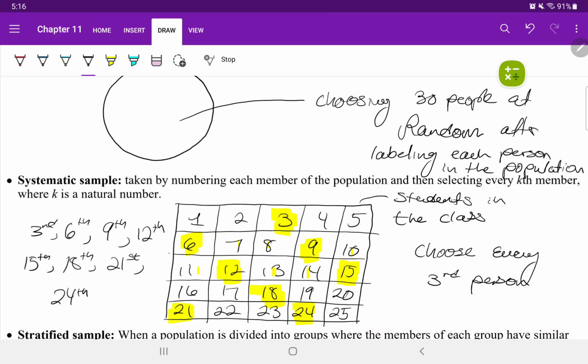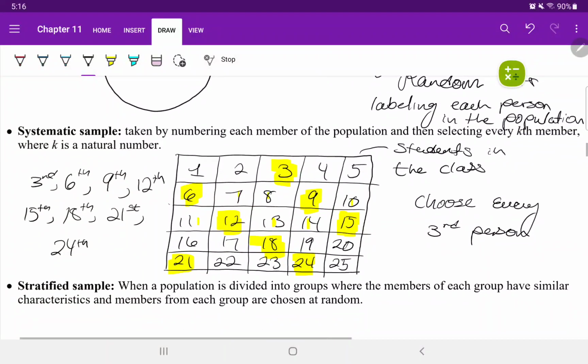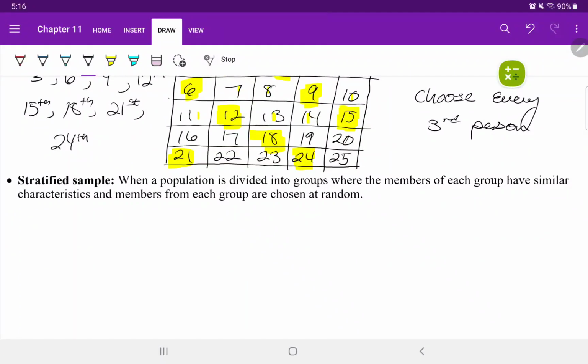The next one we're going to move on to is stratified sampling. Stratified sampling occurs when a population is divided into groups where members of each group have similar characteristics and the members from each group are chosen at random. Okay, here's my population right here. I'm going to divide my population based on the level of year you are in school. I'm talking about in terms of undergraduate studies, of course.